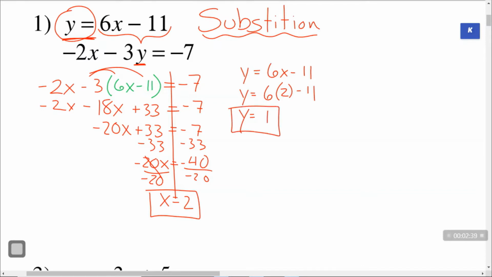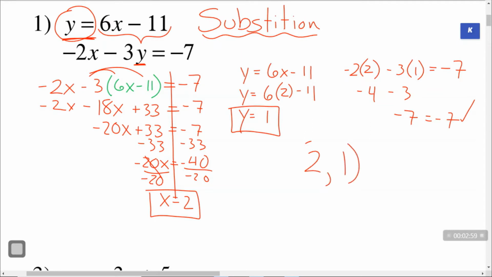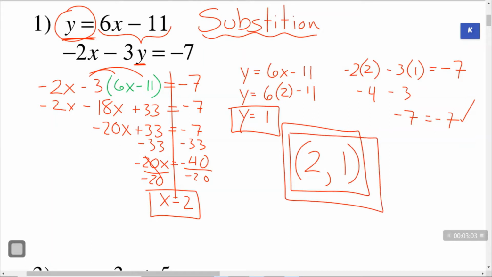And I'm going to check to make sure that that works. In my other equation, it should work if I plug in 2. All right, and that's going to give me negative 4 minus 3, which is indeed negative 7. So it works. Therefore, I know my answer is correct. My answer in this case would be (2, 1). We always put our x value first and then our y value. So that is my solution to this one.